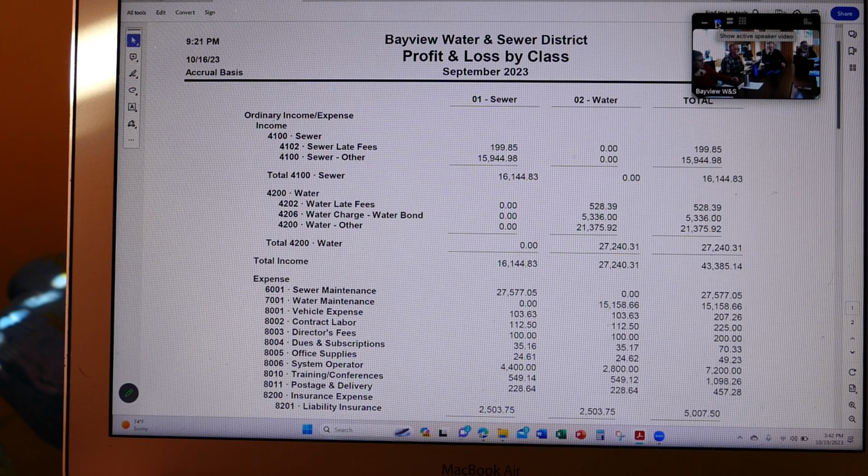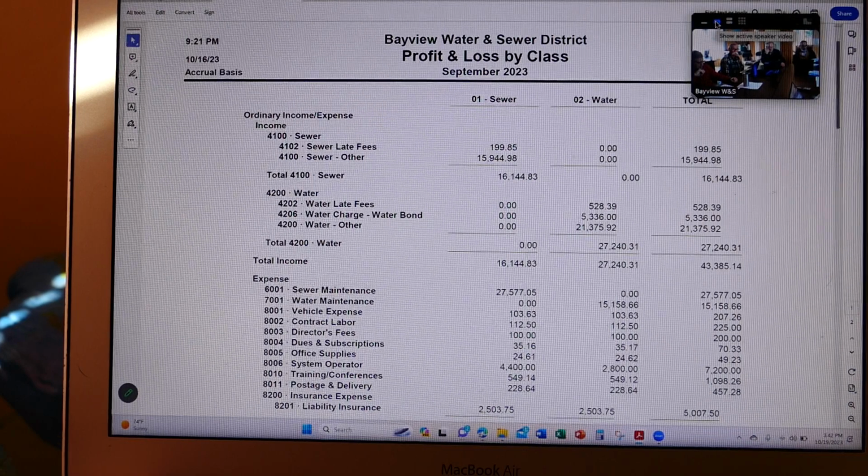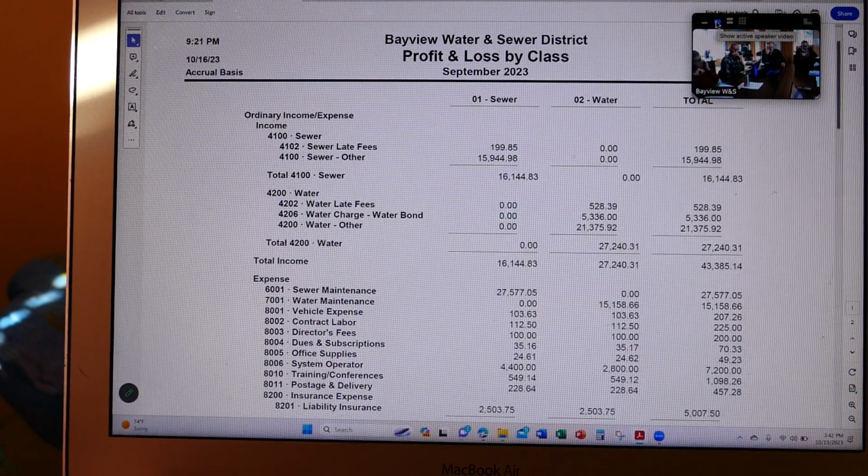So with those two reports, it shows that we've billed for sewer $162,219, and we've received $156,090. So that's a little over $6,000 difference. So we have $6,000 less received than what we've billed to date.